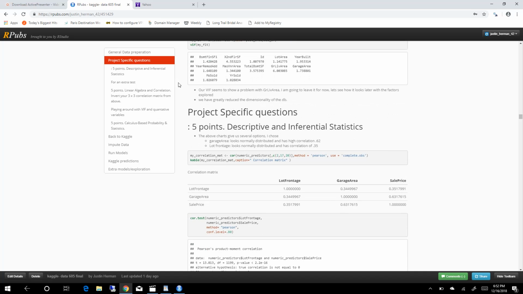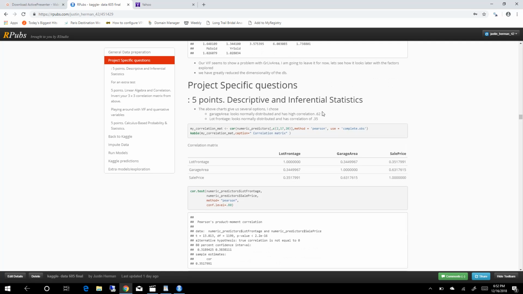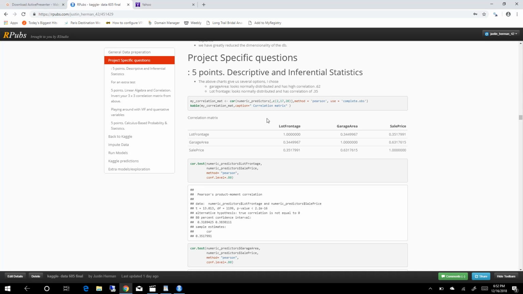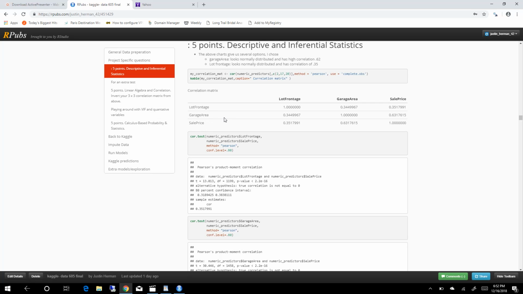So moving away from the Kaggle work and onto the more specific questions that were asked of us to be done with the Kaggle set. We were asked to make a correlation matrix between two different independent variables and our dependent variable, sale price. So I chose lot frontage and garage area. You can see that sale price and lot frontage have 0.35 correlation, which if we went back up and looked at our scatter plots, we would have seen.